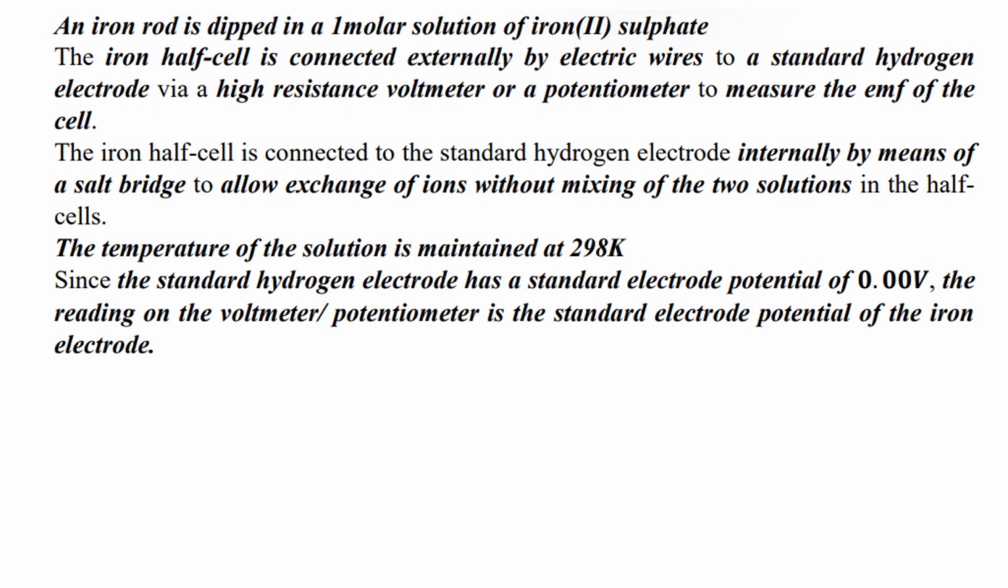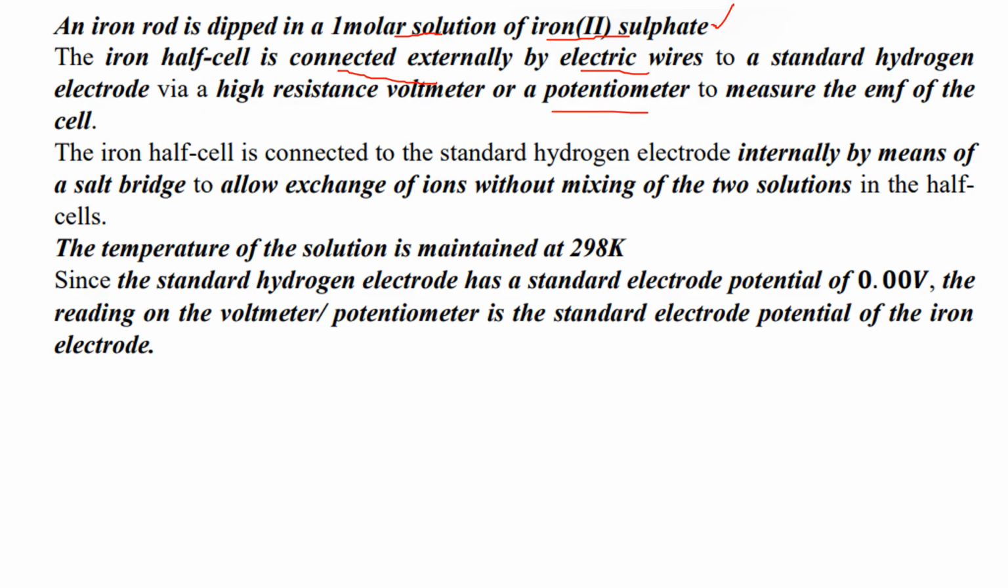So looking at the procedure setup, you're going to say that an iron rod is dipped into a 1 molar solution of iron II sulfate, and this is what makes an electrode cell. You must dip a metal electrode into a molar concentration of a solution containing its own ions. So we use the iron II sulfate because it can easily provide us with the iron II ions.